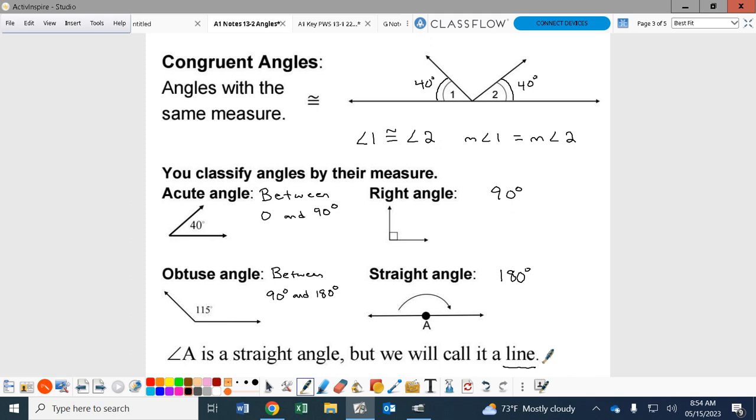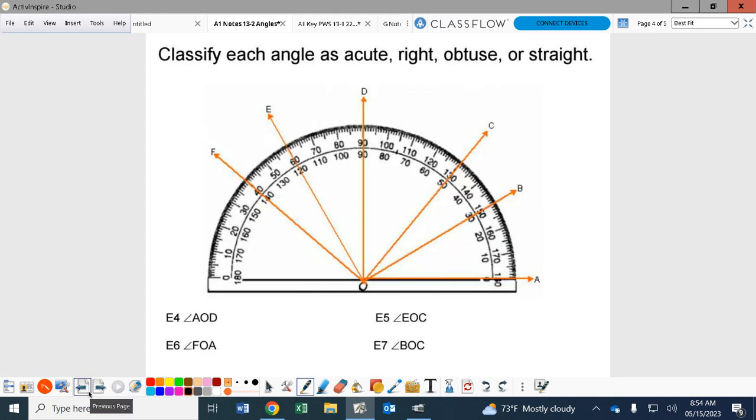Okay, based on these names, we're going to go through this. They're not going to hand you a protractor anymore because everything's digital now. So what they're going to do is put angles on a protractor and ask you to measure them. I'm going to show you the easiest way to do it. The easiest way is just to count them and then classify them. So here we go. So for this first one, AOD. AOD is going to start here at A, go down to O, and then go up at D. You can see it goes from here all the way around to here.